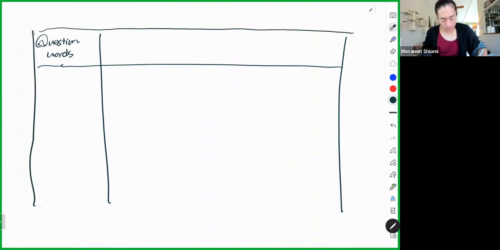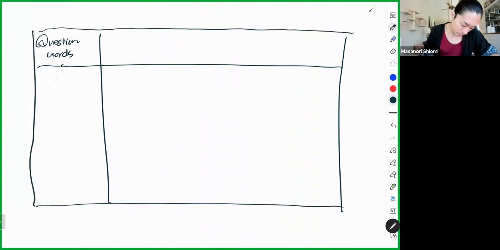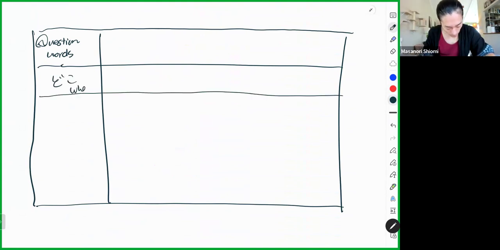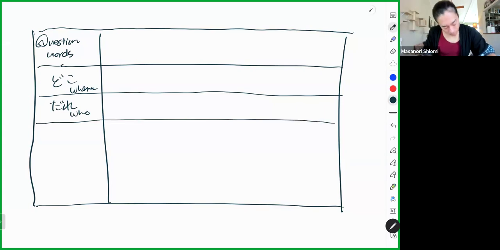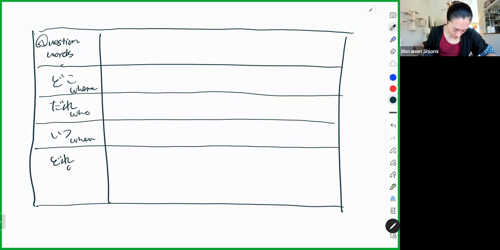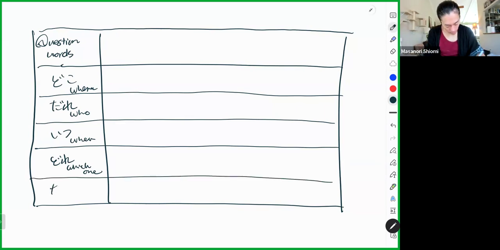Question words. For example, どこ is where, 誰 is who, いつ is when, どれ which one. Okay, I guess we can also have 何, what.